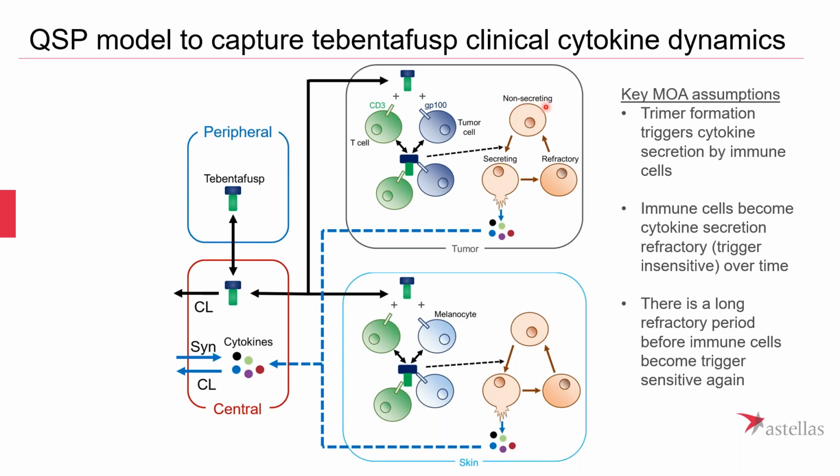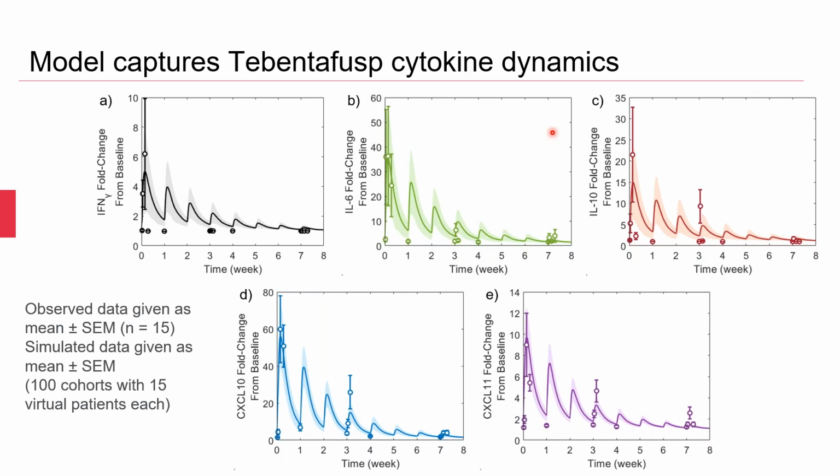Like I mentioned, in the non-secreting state, the cells are in their basal homeostasis. Once trimer formation occurs, it triggers the immune cells to enter the secreting state, where they are actively secreting cytokines. After a period of time, they enter the refractory state, where they can no longer be triggered by the trimer formation to release cytokines. They'll be in this refractory state for a long time before they enter back into our basal homeostatic non-secreting state. So that's the QSP model. I'll again direct you to the publication for more details about the specifics, but hopefully that gives you enough of an idea of what we're looking at that we can start talking about using this model.